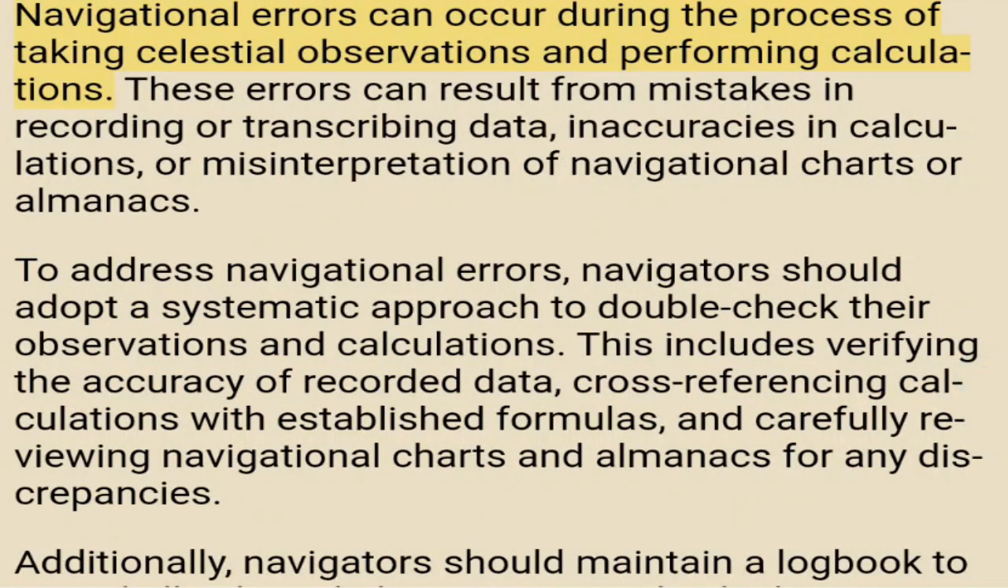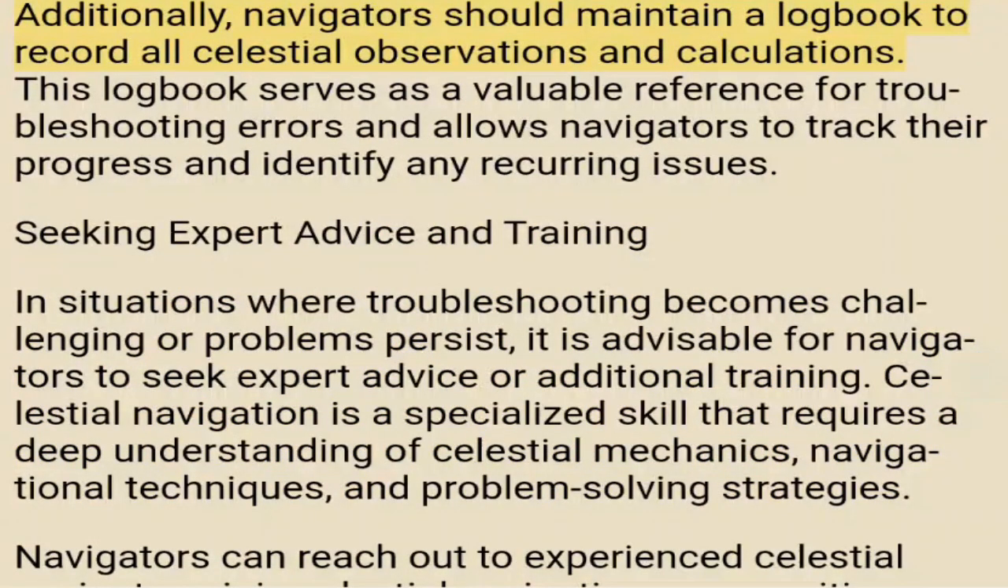Addressing navigational errors. Navigational errors can occur during the process of taking celestial observations and performing calculations. These errors can result from mistakes in recording or transcribing data, inaccuracies in calculations, or misinterpretation of navigational charts or almanacs. To address navigational errors, navigators should adopt a systematic approach to double-check their observations and calculations. This includes verifying the accuracy of recorded data, cross-referencing calculations with established formulas, and carefully reviewing navigational charts and almanacs for any discrepancies. Additionally, navigators should maintain a logbook to record all celestial observations and calculations. This logbook serves as a valuable reference for troubleshooting errors and allows navigators to track their progress and identify any recurring issues.